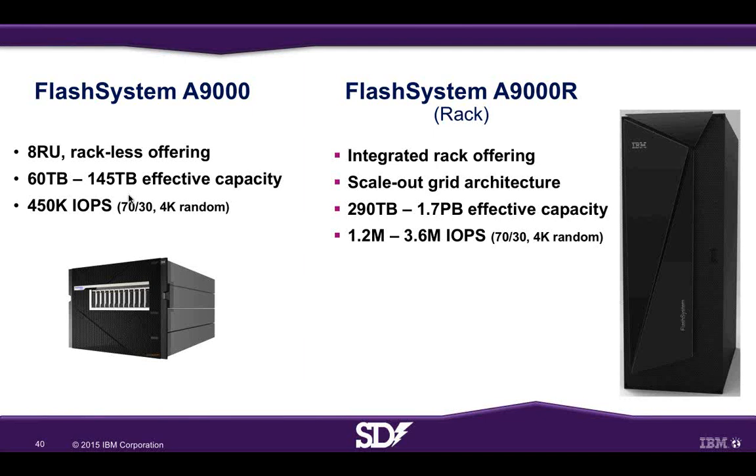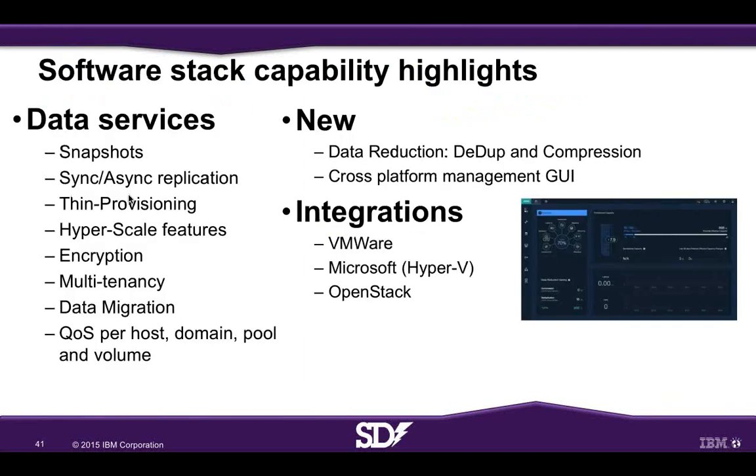At 0.5 millisecond response time, you can replace a lot of big iron full cabinet storage arrays with one of these appliances. The A9000R, the rack version, gives us, as you see, up to 1.7 petabytes effective capacity in a single rack. And it says 3.6 million IOPS, and we're aiming at that 0.5 millisecond response time level. So significantly faster than a lot of the big iron arrays, which are routinely 2 to 5 milliseconds and higher, and a significantly smaller footprint in the data center with better performance, right?